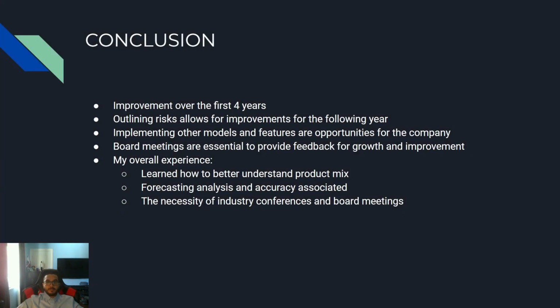In conclusion, I made improvements over the 4 years in the first run, as well as increases in profitability in the second run. I found out the risks and opportunities and made recommendations on how to pursue them as the company grows into their next steps. I implemented features onto Model A and Model B in order to grow the company, and the board meetings helped me make decisions in the following years.